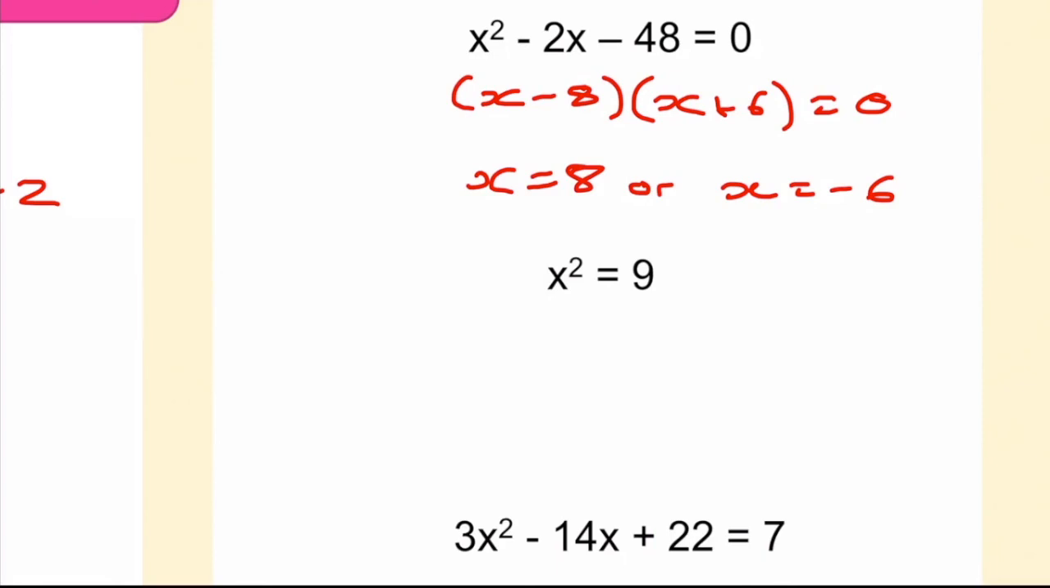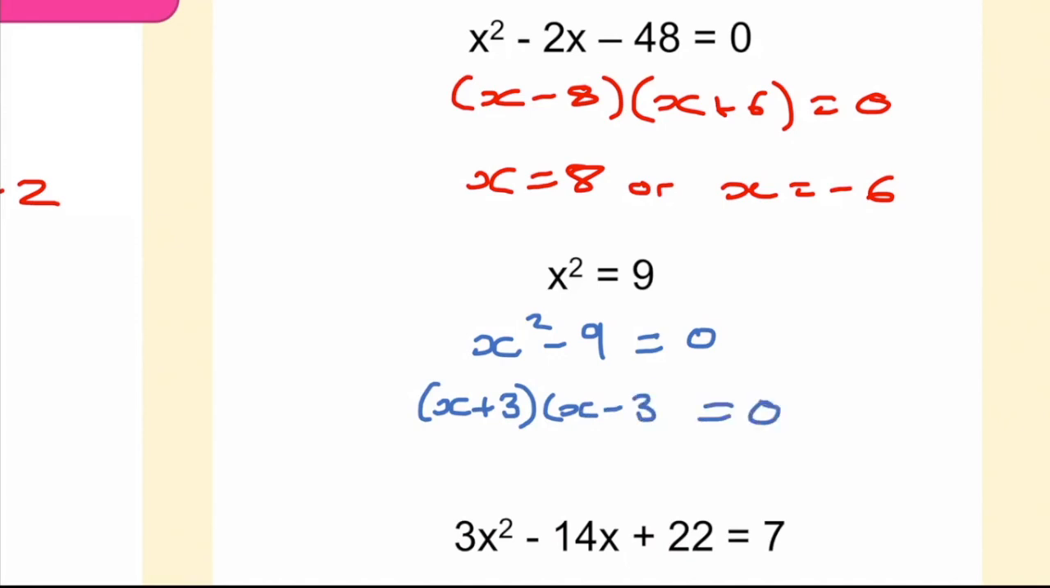So subtract 9 from both sides. We end up with x squared minus 9 equals 0. Now we can factorise into x plus 3, x minus 3. Because it equals 0, we can now solve by just flipping the sign. So x equals minus 3 or x equals positive 3. All right with that one?